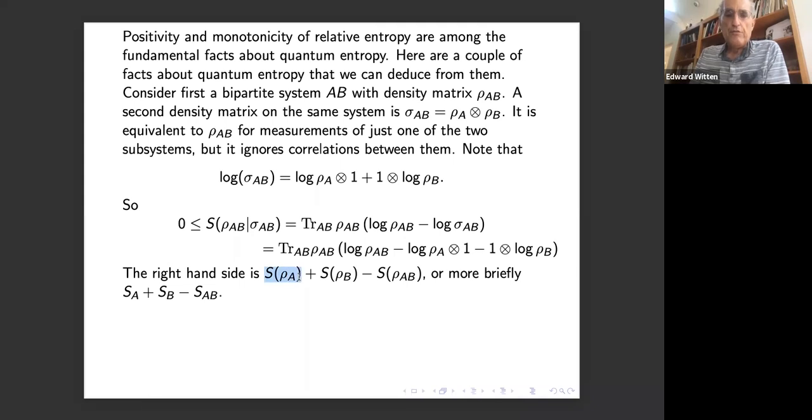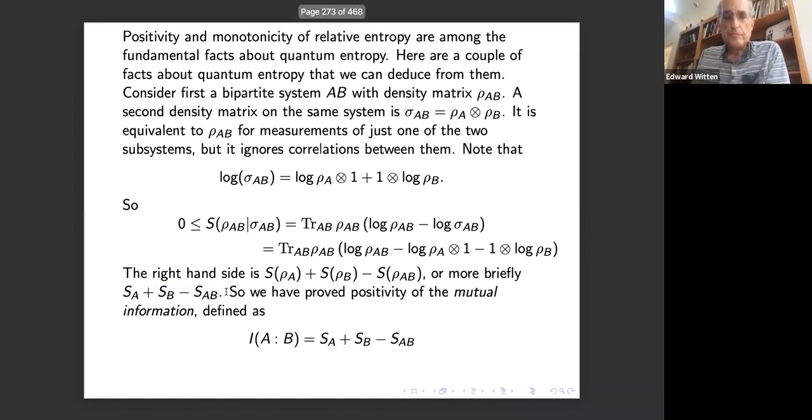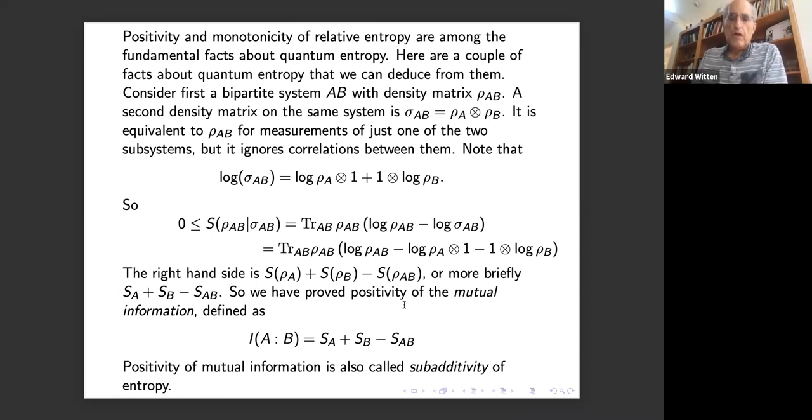Very commonly people abbreviate, for example, S of rho A as just SA. So the right-hand side is this linear combination of entropies. And its non-negativity says that the mutual information is non-negative, a statement that's also called sub-additivity of entropy. And one can show that the mutual information tells you how much you can learn about system A by measurements of system B. Unfortunately, that's another interesting point that we won't really have time to discuss in these lectures.